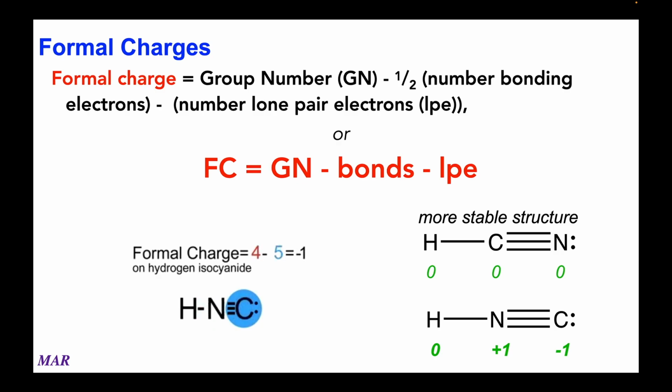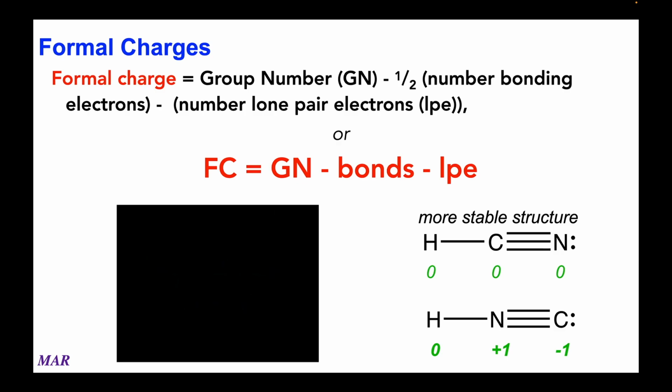In hydrogen isocyanide, the formal charge on carbon is -1. The formal charge on nitrogen is +1. Because the formal charges are non-zero in hydrogen isocyanide, we can predict that this isomeric form is less stable than hydrogen cyanide, as found to be the case. So this is an example of how you can use formal charges to tell what is a more stable structure.